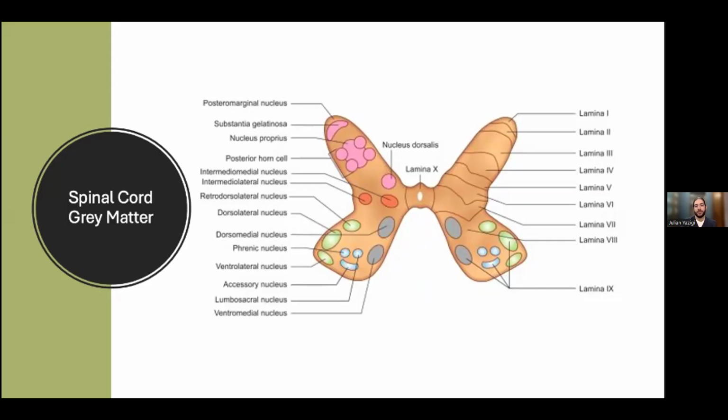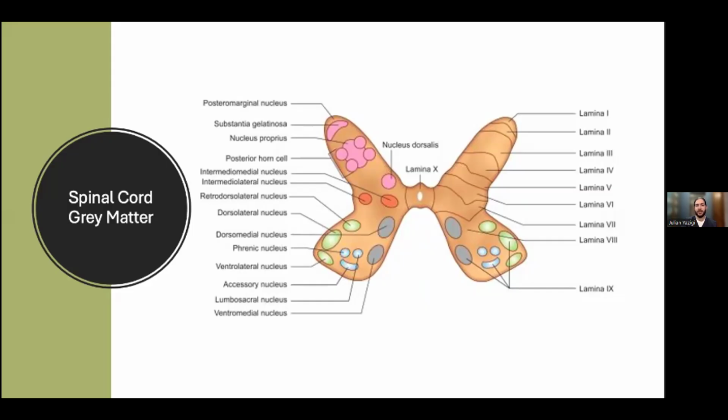Moving on to lamina number 7, which is the intermediate zone or autonomic nuclei. It occupies the intermediate zone between dorsal and ventral horns and contains several important nuclei. Clarke's column, or nucleus dorsalis, from T1 to L2, is a major center for unconscious proprioception. Neurons from this nucleus form the dorsal spinocerebellar tract, projecting ipsilaterally to the cerebellum to support coordinated locomotion.